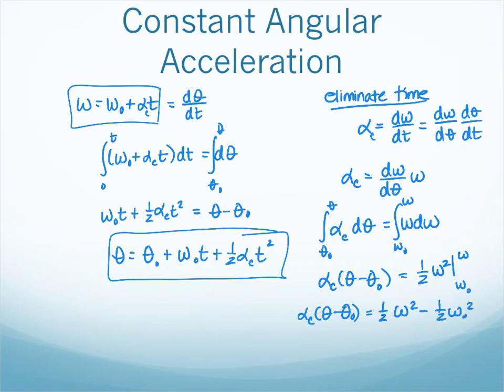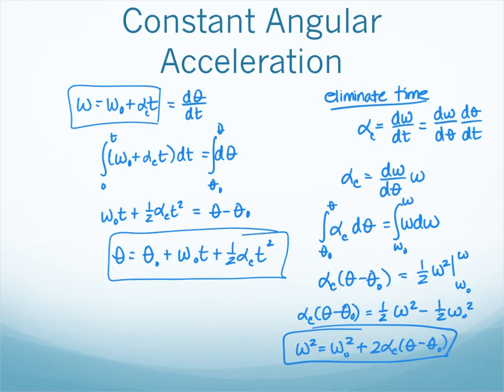And it might look more familiar if we write it like this, just rearranging our terms a little bit and multiplying through by 2. And so we have these three equations that govern constant angular acceleration.